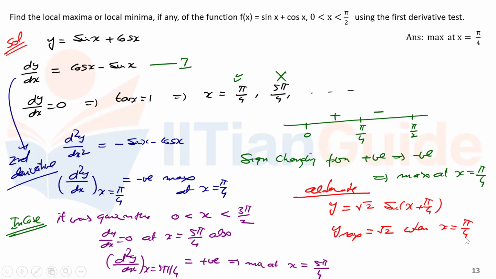Okay, y will be minimum when this term is minus 1 or x plus pi by 4 is 3 pi by 2, and minimum value will be minus root 2. So that is short and easy. y minimum will be minus root 2 when x plus pi by 4 is 3 pi by 2, or I can say x is 5 pi by 4. Okay, that is short and easy. Clear? Clear to everybody? जल्दी बोलिए.